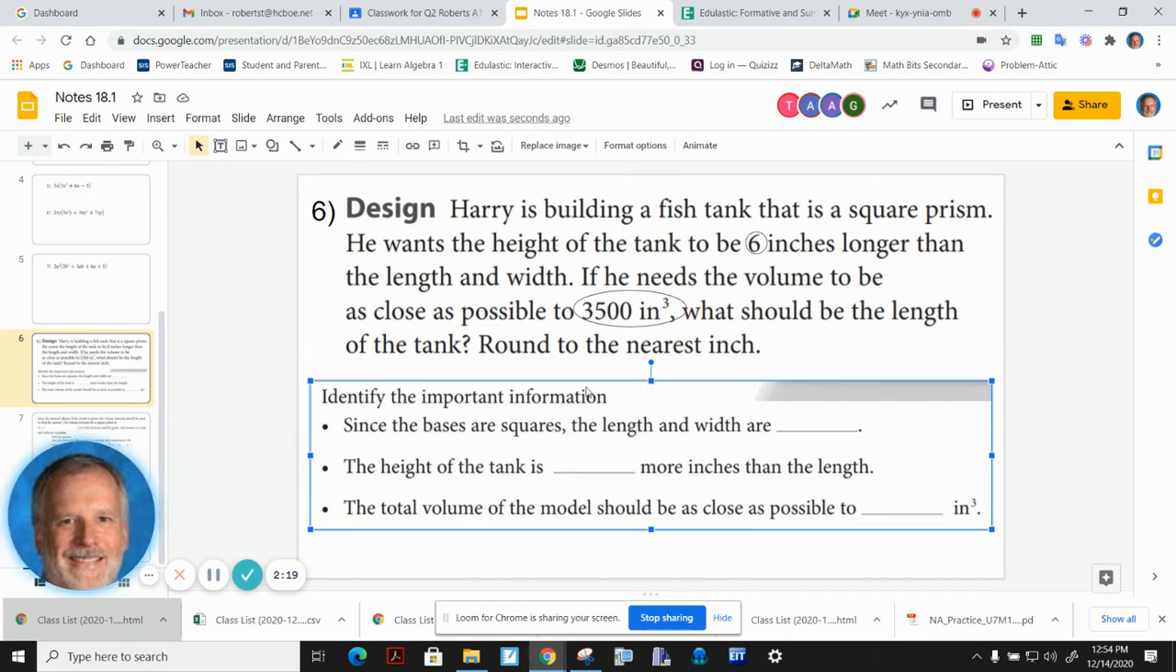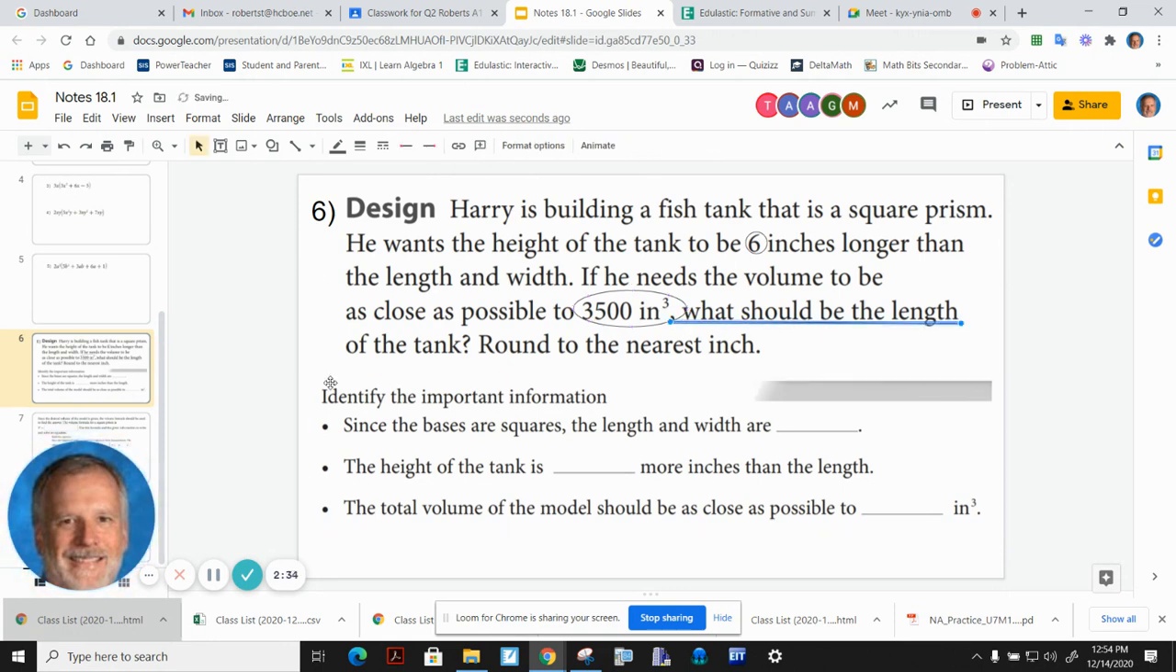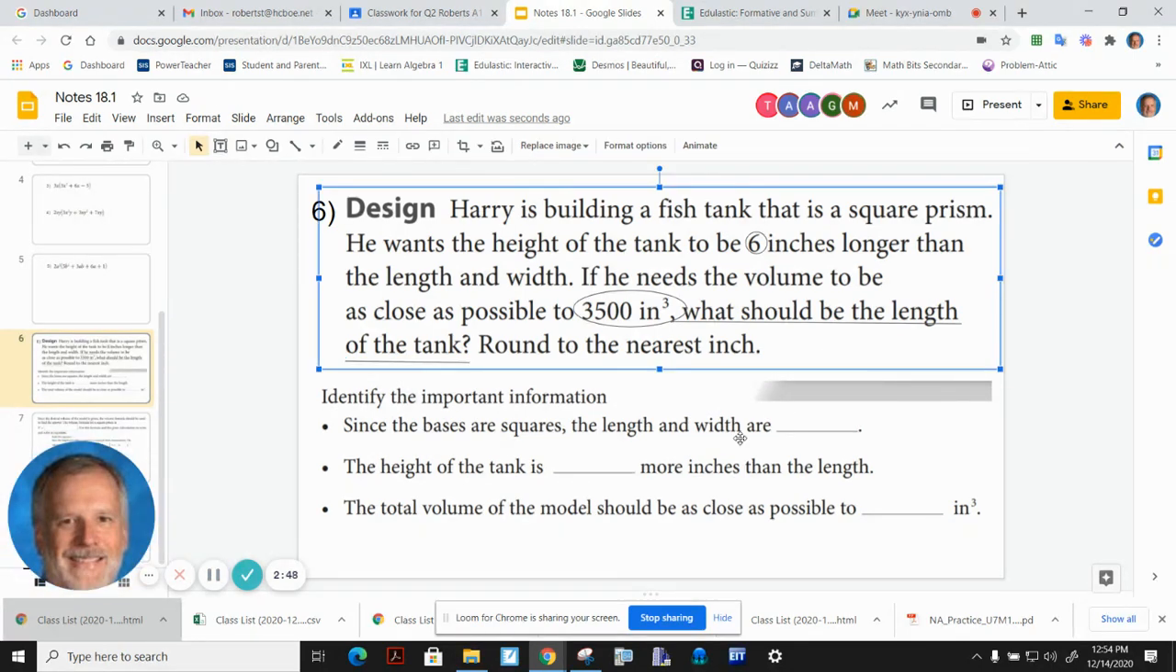I'm also going to look at what the question is asking. What is it that I'm supposed to be finding? Well, it says here, what should the length be of the tank? So I'm going to just underline the question. In other words, I'm wanting to find what the length of this tank should be. And really that should say what should the height of the tank be, because that's what we're asking.